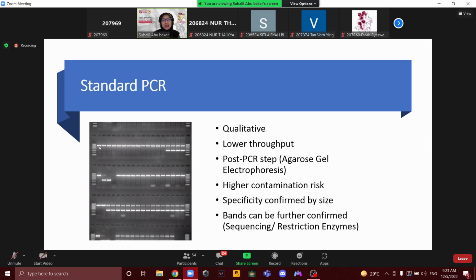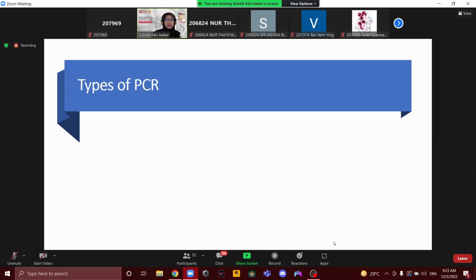If confirming by size is not enough for you, and you want to know the sequence, for example, then you cut this one or you send the PCR product in the tube. In the tube also can. Okay? So now we go to the types of PCR.